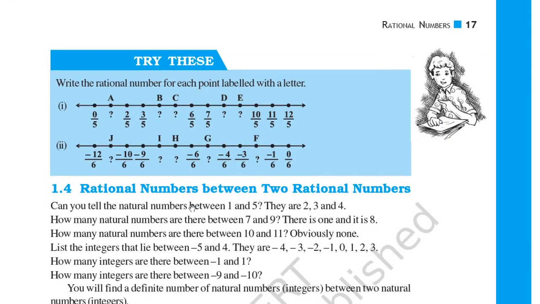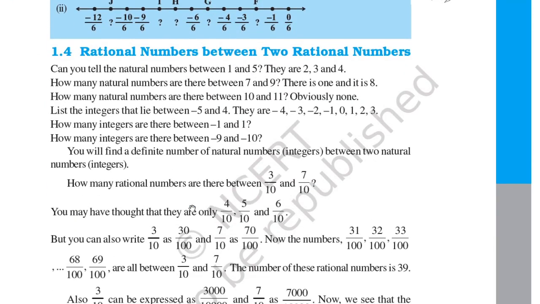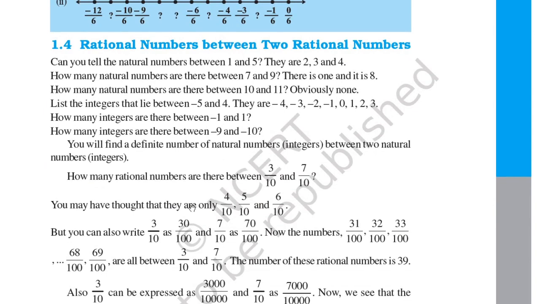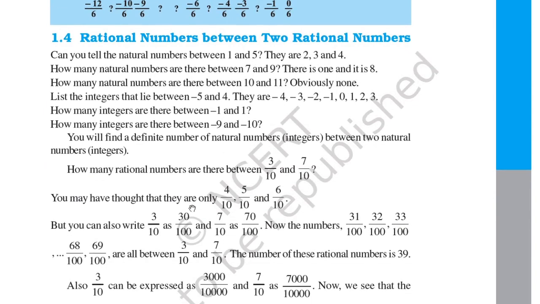Rational numbers between two rational numbers. Can you tell the natural numbers between 1 and 5? They are 2, 3, 4. How many natural numbers are between 7 and 9? Obviously 1, and it is 8. How many natural numbers are between 10 and 11? Obviously none.